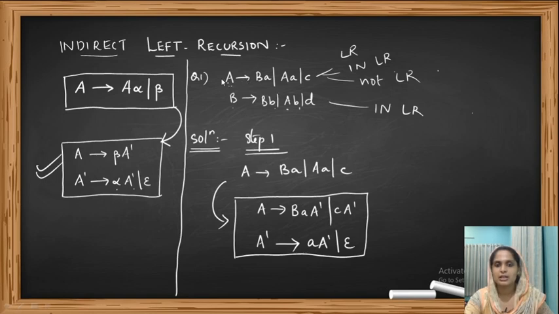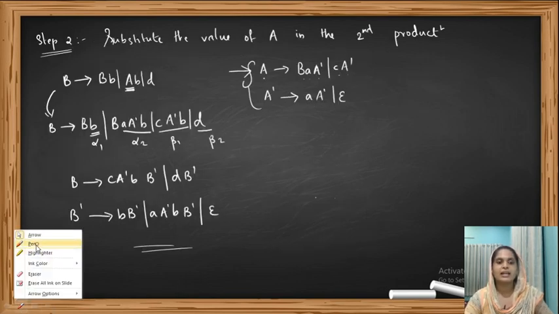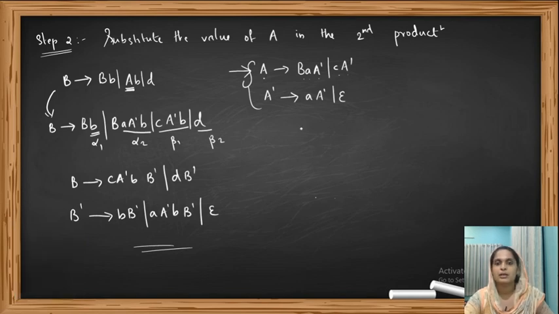Here the A production is converted to two productions, and similarly the B production is also converted to two productions. So in the final answer, there will be four productions. The first one is A produces B A' bar C A', and the second production is A' produces A' bar epsilon, and the third production is B produces, and the fourth production is B' produces. So we converted those two productions in the question into these final four productions.